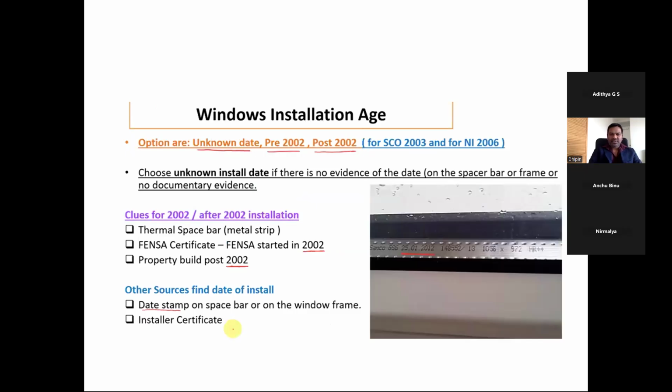They have a set of standards here, mostly for the UK. We have a FENSA certificate, and whether the property is built before 2002 or after 2002, there are a set of standards that need to be followed in order to ensure that we have a proper installation.